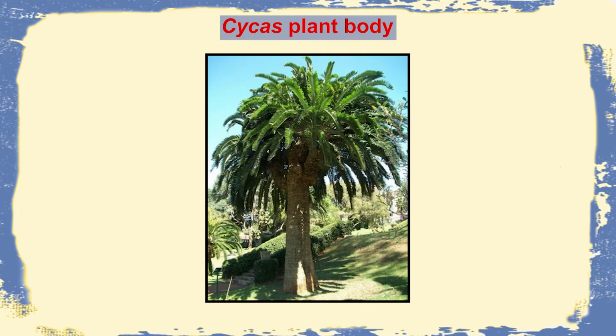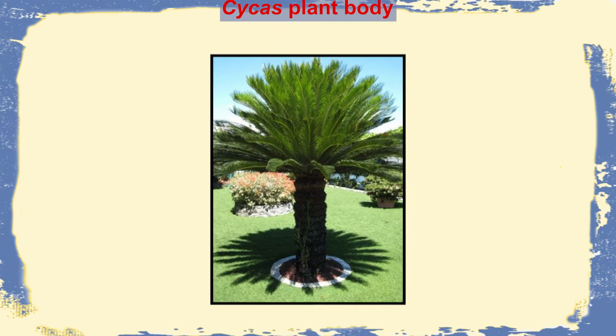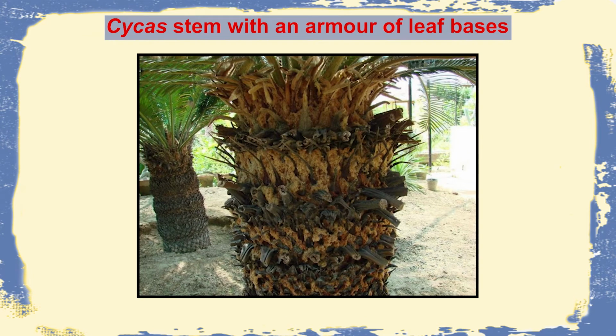Coming to the morphological description of the plant body, the Cycas plant is just like a coconut plant. It has got a single round stem and there is the apical crown of leaves. And of course, the stem is protected by an armour of leaf bases, which actually is protecting the stem from external injury and also giving external mechanical support.